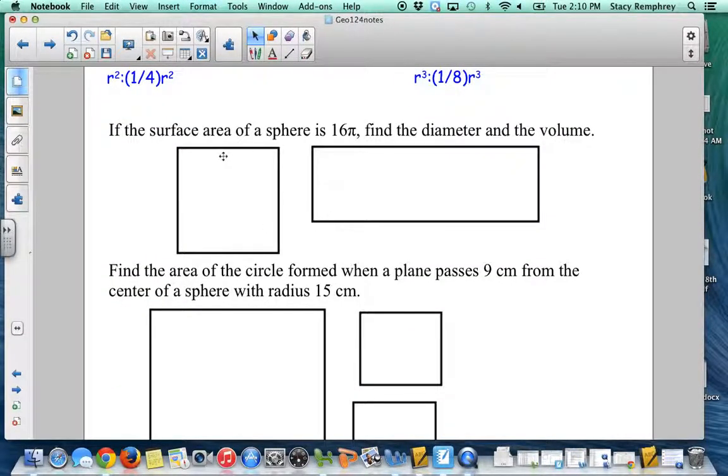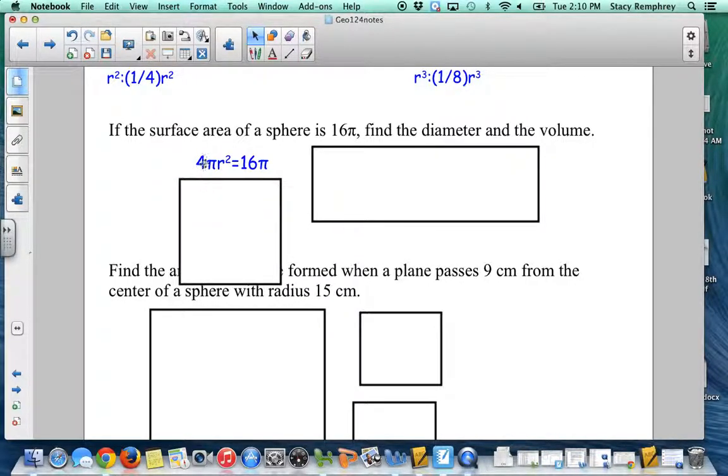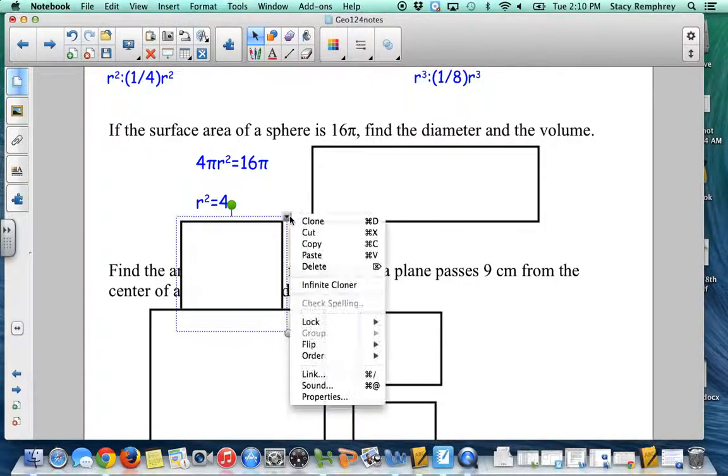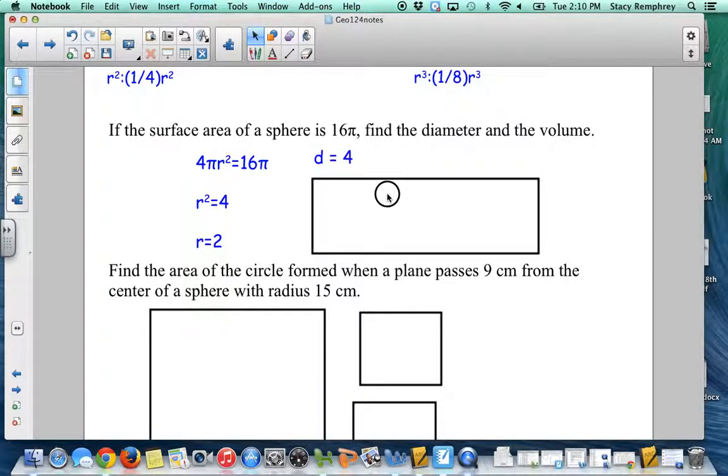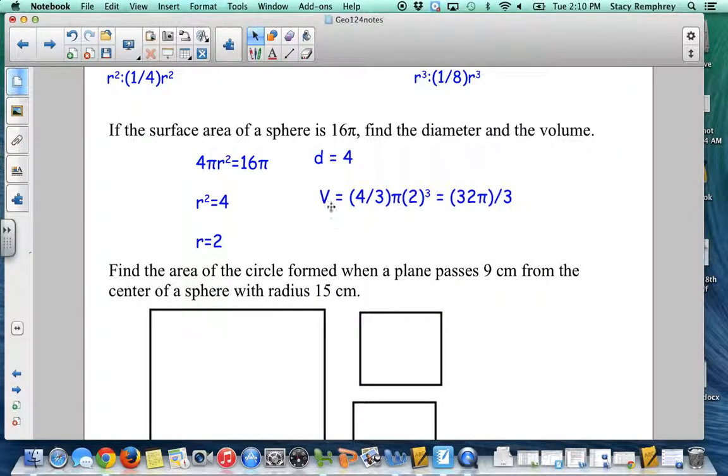Okay, surface area of a sphere is 16 pi. Again, try these before you're listening to me. Try them and then come back. So here's my area formula. I said, okay, that equals 16 pi. I divided both sides by 4 pi. I got r squared equals 4, so radius equals 2. Diameter is just double the radius, easy peasy. And then I plugged in 2, that radius, into the volume formula to get this.